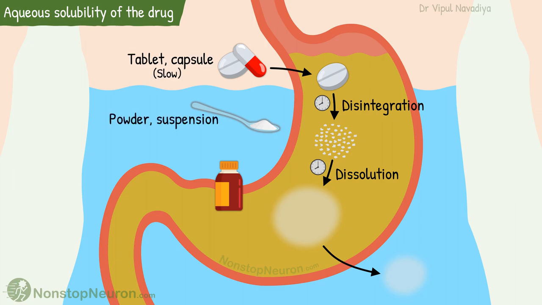In powders and suspensions, the drug is already in the form of fine particles. They don't need to disintegrate any further, and can directly undergo dissolution. Therefore, absorption from them is relatively faster. Finally, in solutions, the drug is already dissolved. So it's ready to get absorbed right from the beginning. And therefore, it shows the fastest absorption among all these. Thus, the faster the drug gets dissolved, the faster the absorption.